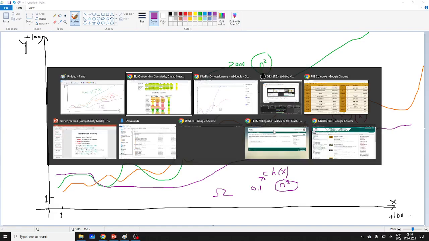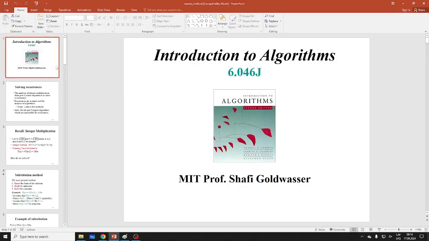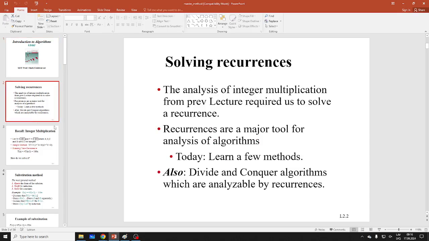Hopefully this picture helps. If not, I'll see if I can make a better one. So then we'll talk about their slides from MIT, the big book of algorithms. It's a little bit heavier, of course, than what I use. So how do we solve this?